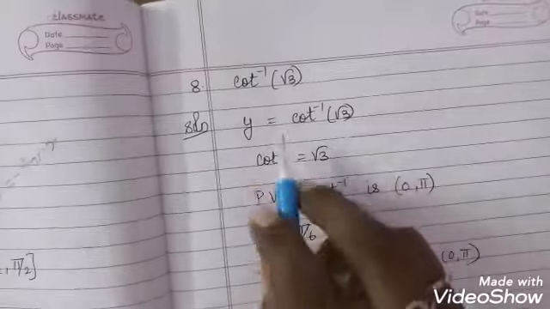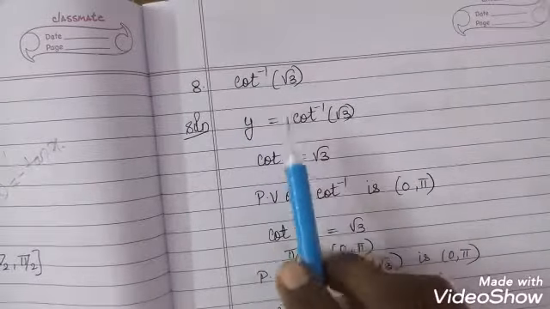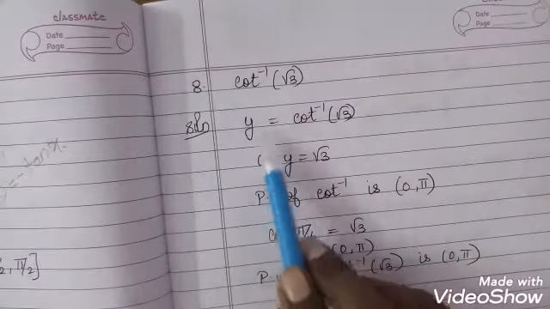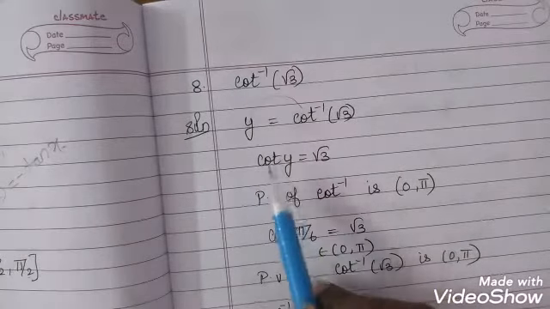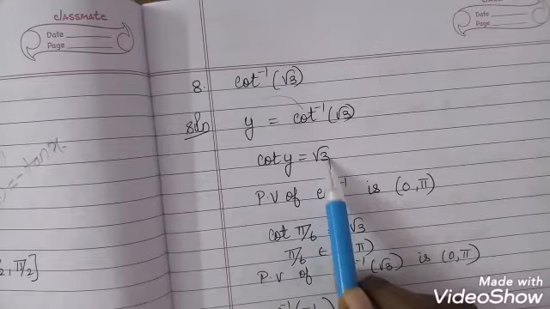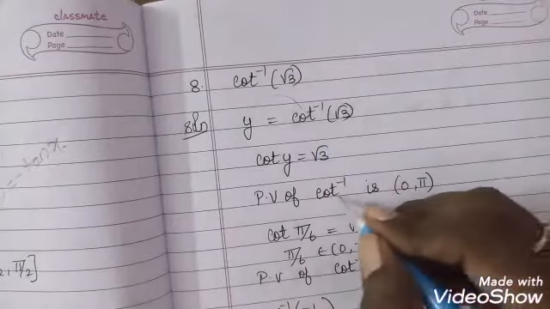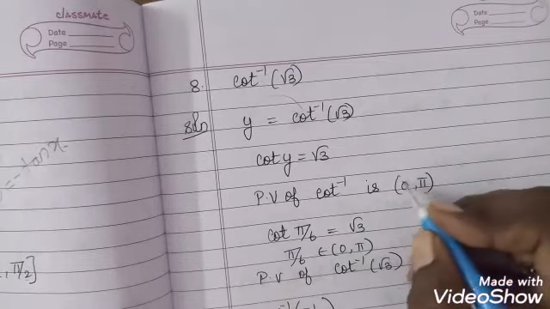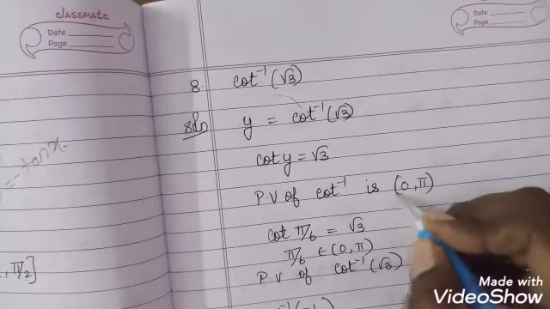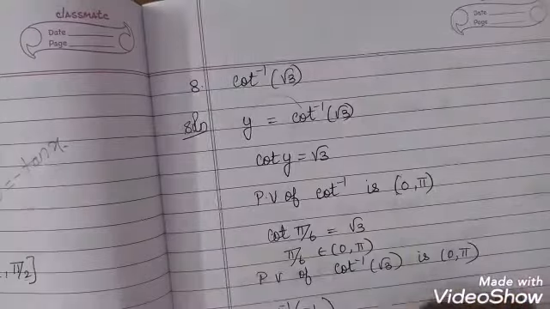What's your 8th question? Cot inverse of root 3. So what is cot inverse of root 3? Let y be equal to cot inverse of root 3. Taking it to the other side, you have cot y equal to root 3. So what is the principal branch of cot inverse here? The same as for cos, which is 0 comma pi.